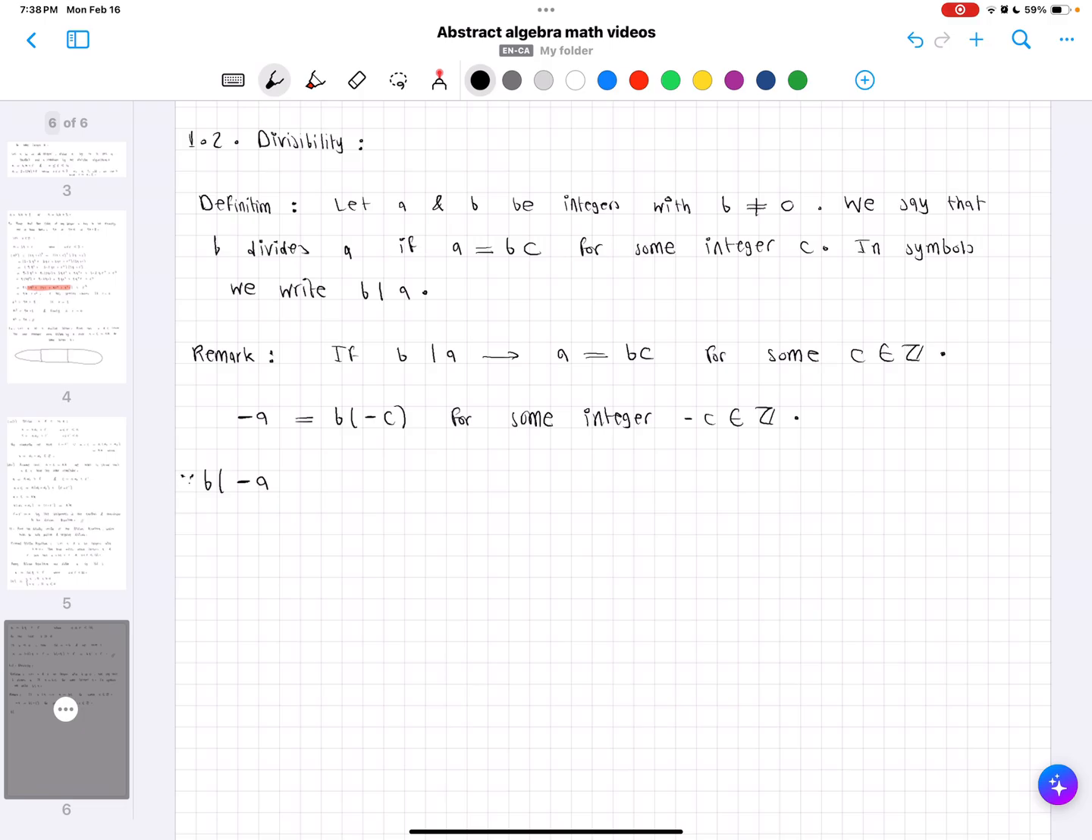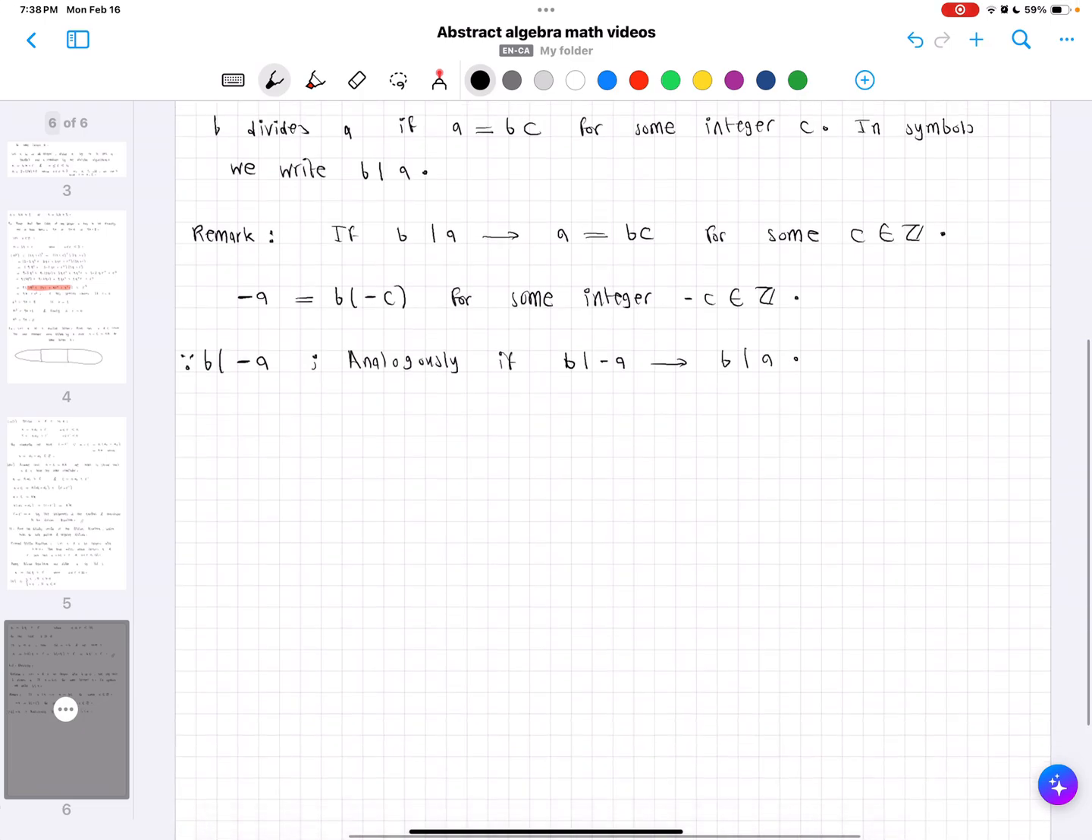So therefore, you can also have the analogous statement. Analogously, if B divides minus A, then by the same argument, we have that B divides A. So what this says is the following remark: A and negative A have the same divisors.